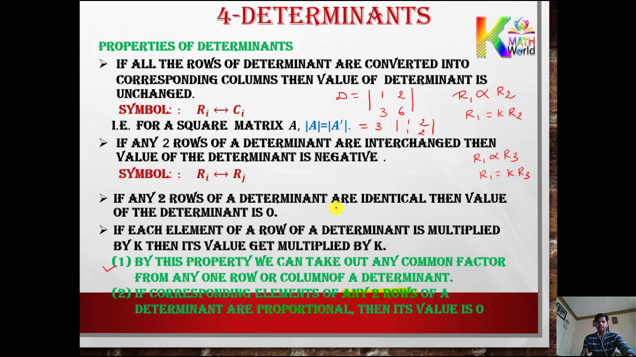Now see this property: any two rows of a determinant are identical, then the value of the determinant is 0. You can see here two rows are identical. It means you get 3 into 0. So what is the answer? You get 0. It means if the elements of any two rows of a determinant are proportional like this, then the value of the determinant is also 0.